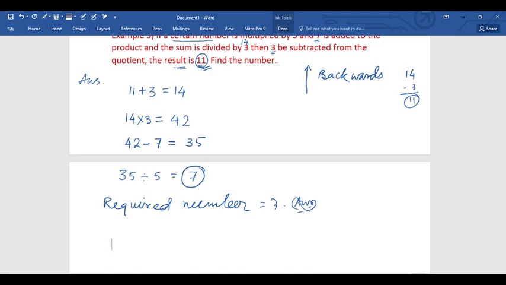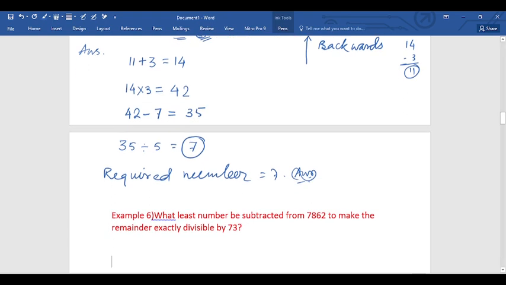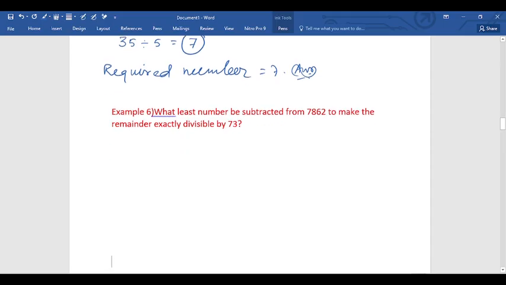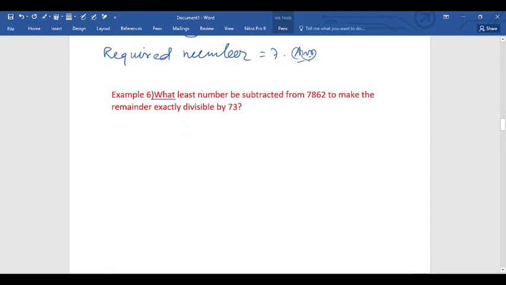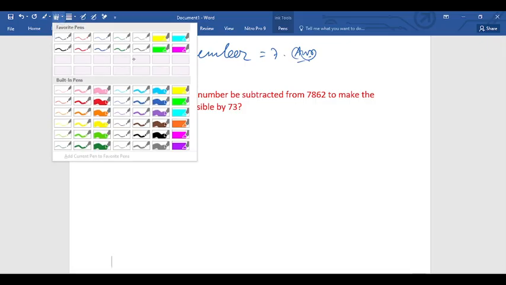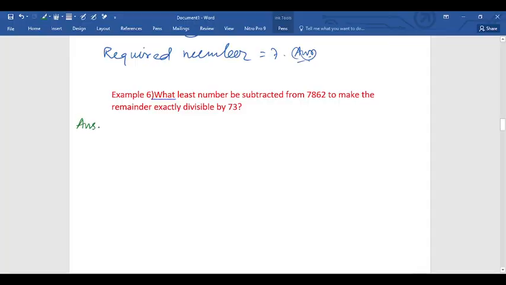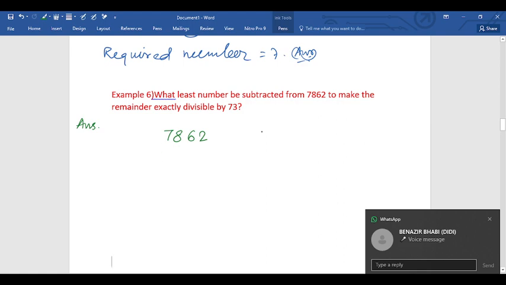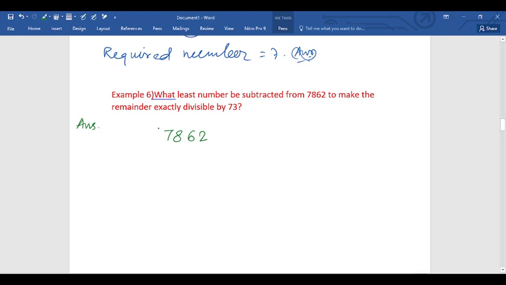Next, example 6. What least number must be subtracted from 7862 to make the remainder exactly divisible by 73? Okay, very good. The sum is given. What least number be subtracted from 7862 so that it is divisible by 73?